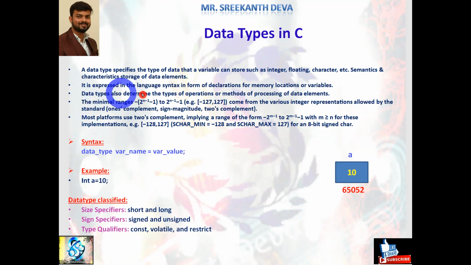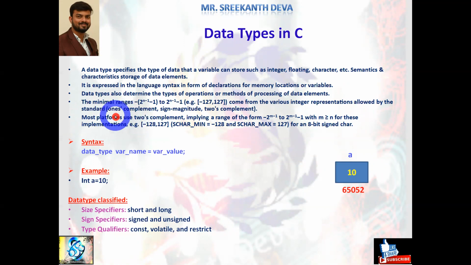It is expressed in the language syntax in the form of declarations for memory locations or variables. Data types also determine the type of operations or methods of processing of data elements. The minimal ranges are minus 2 to the power of n minus 1, minus 1, to 2 to the power of n minus 1, minus 1. For example, minus 127 to 127 come from the various integer representations allowed by the standards.